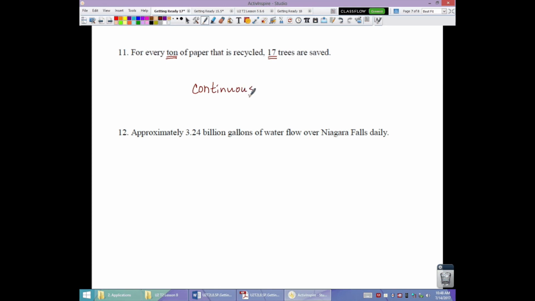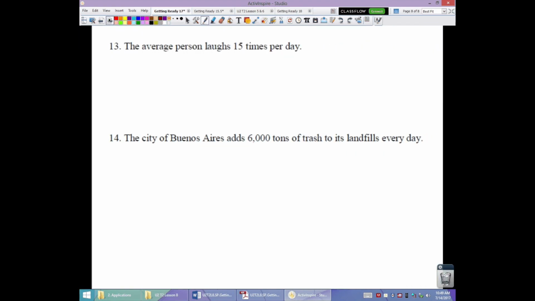Number 12, approximately 3.24 billion gallons of water flow over Niagara Falls daily. Any type of waterfall could certainly not be counted in gallons or any other measurement in a discrete manner. So this one is definitely probably the most obvious one on the paper. It is continuous. And last one we're looking at, or I'm sorry, two more.